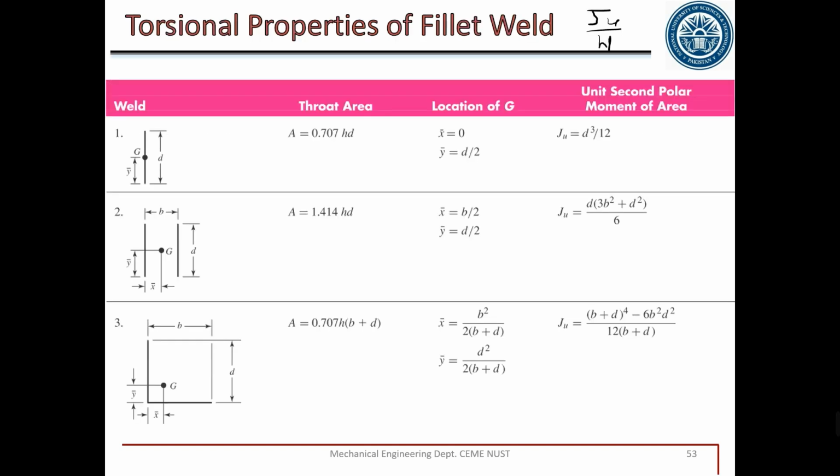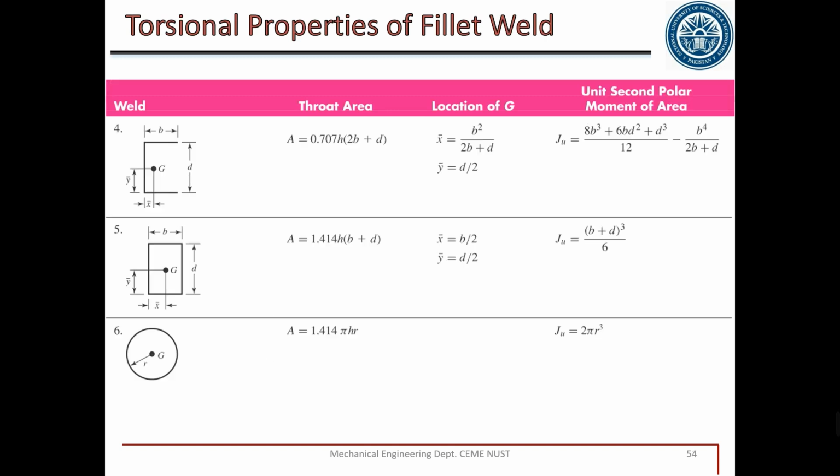In this case, the maximum height is A. Maximum value of D is A and maximum value of B is also A. In this case also, these values are A. Similarly, in this case, maximum value of D is equal to A, maximum value of B is equal to A, and in this case, diameter is equal to A, or in other words, R is equal to A by 2. So we have a square area where we can weld.